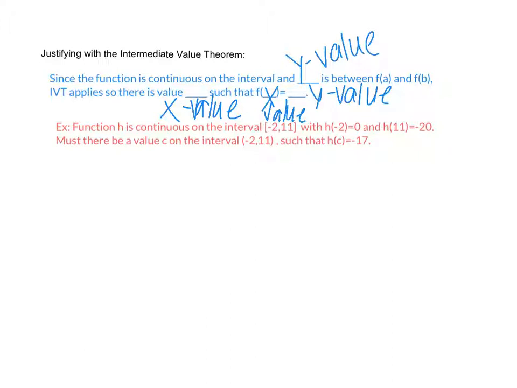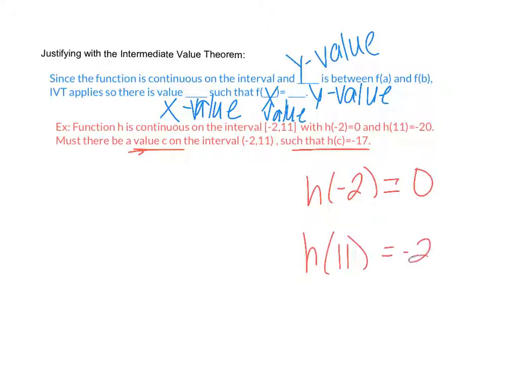Function h is continuous on the interval from -2 to 11, with h of -2 equals 0 and h of 11 equals -20. Must there be a value c on the interval -2 to 11 such that h of c is equal to -17? Okay, so first thing I'm going to do, I'm going to start out by saying, okay, h of -2 is 0. h of 11 is -20.